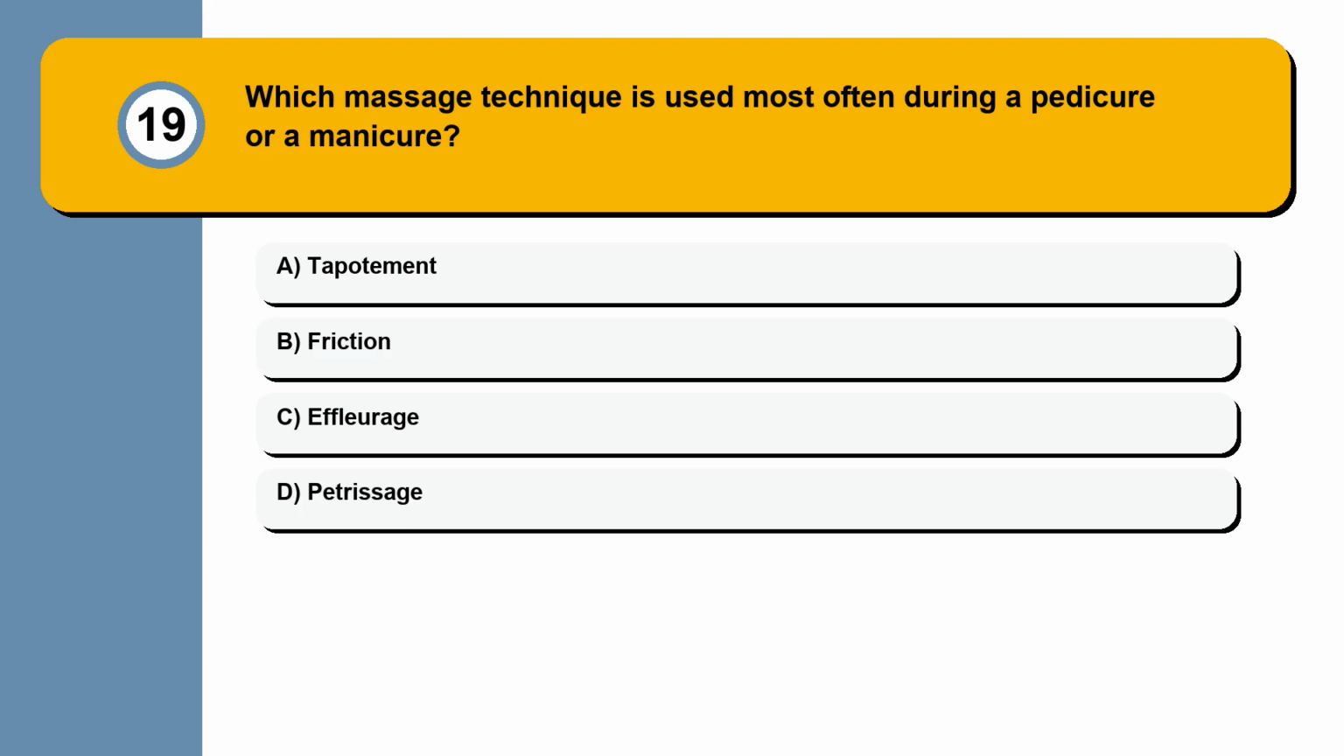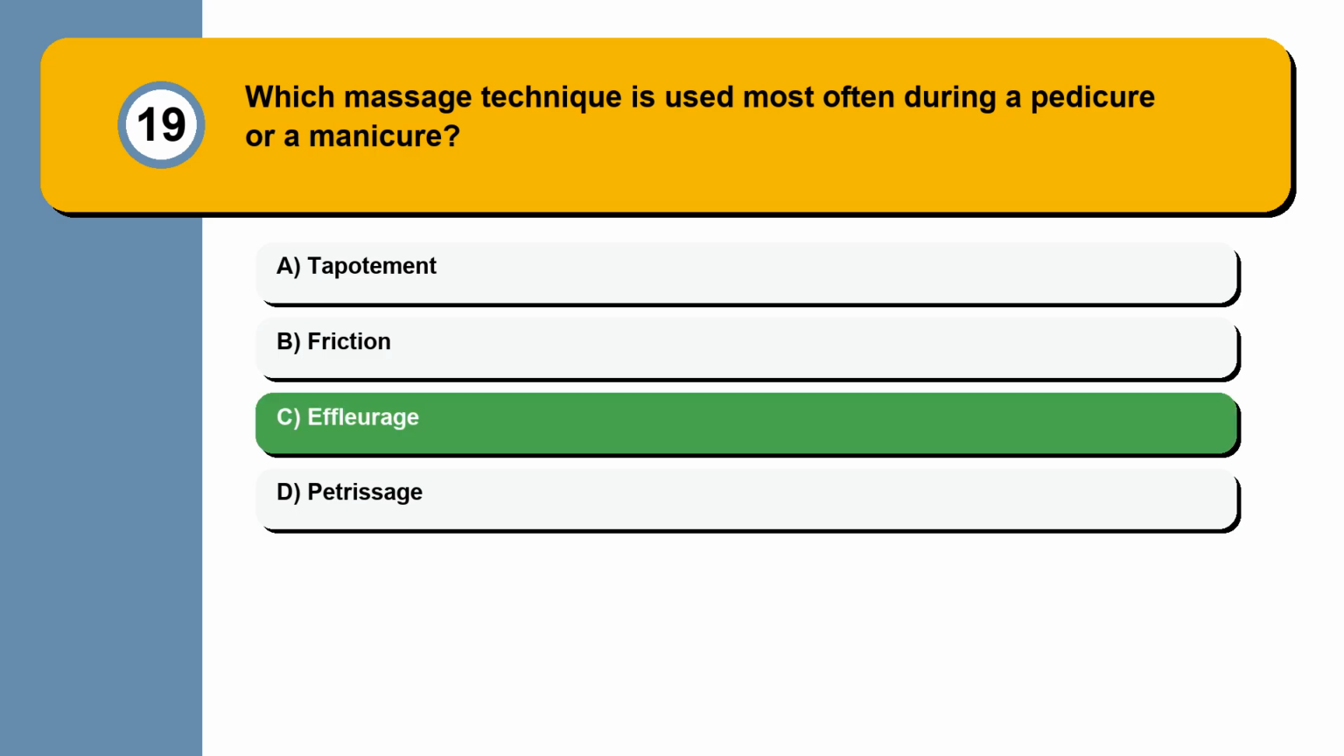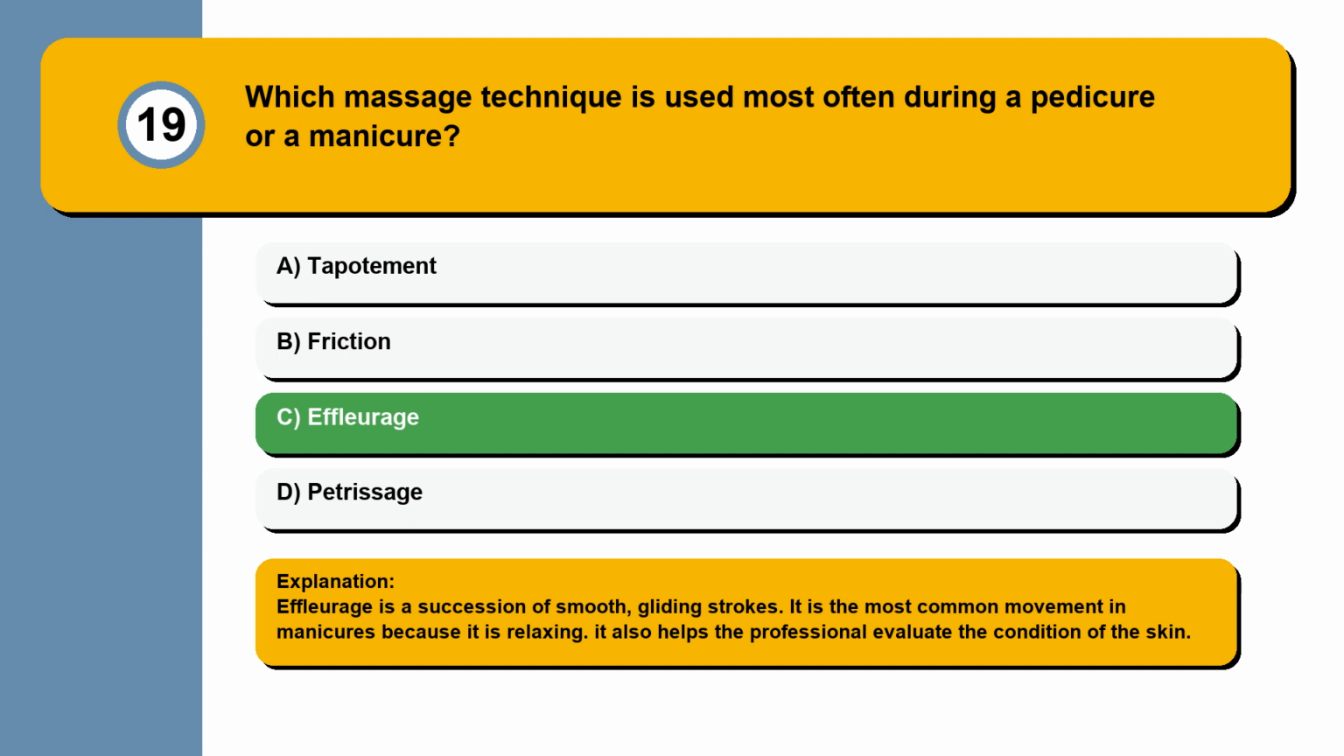Question 19. Which massage technique is used most often during a pedicure or a manicure? Tapotement, friction, effleurage, petrissage. Effleurage is a succession of smooth, gliding strokes. It is the most common movement in manicures because it is relaxing. It also helps the professional evaluate the condition of the skin.